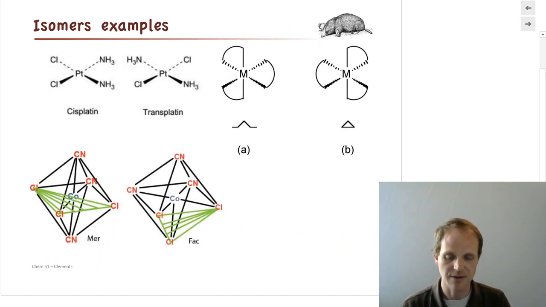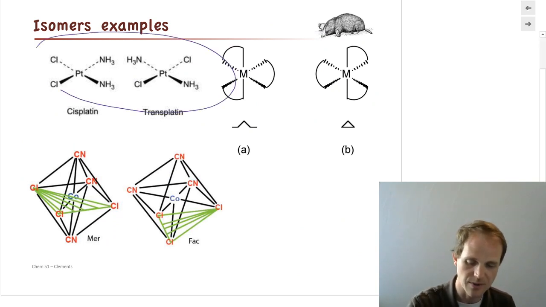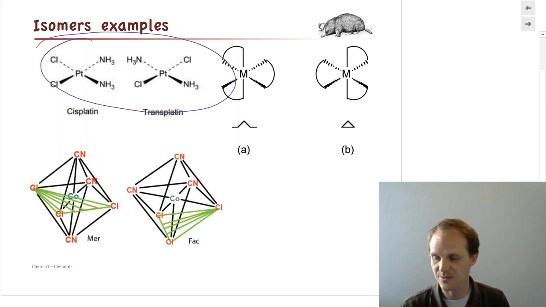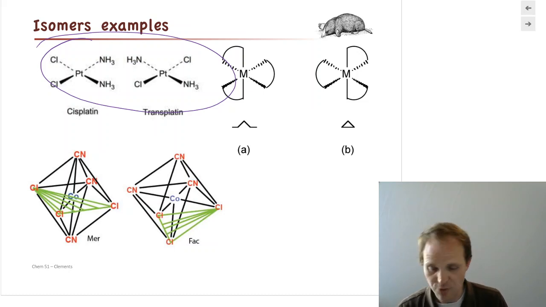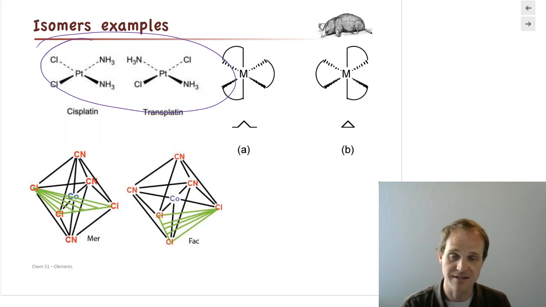All right. So again, back to isomers. What do we have here? We have cis and trans. What do we call the cis and the trans? We call those geometric isomers, not stereoisomers, not optical isomers.